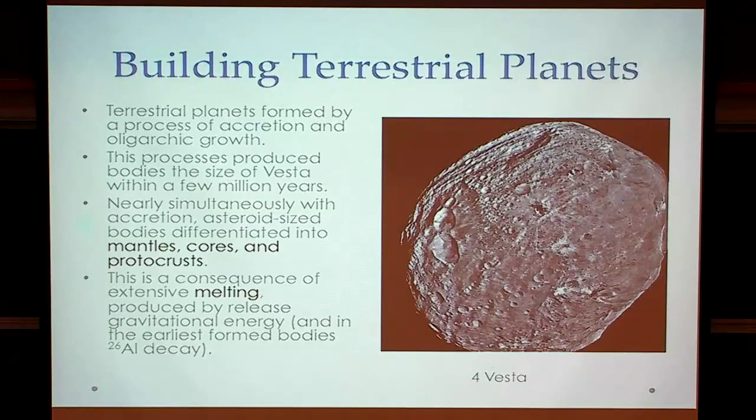So within a few million years, things the size of Vesta, with 300 to 500 kilometer diameter, I forget exactly. So that size of thing grows very quickly. And simultaneously with growth, essentially, it differentiates into a mantle and a core, and most likely a protocrust, a melt residue from the impact-induced melting. In the case of Vesta, which likely seems to have formed quite early, aluminum-26, a short-lived radionuclide, would have been a significant energy source to help melt it.